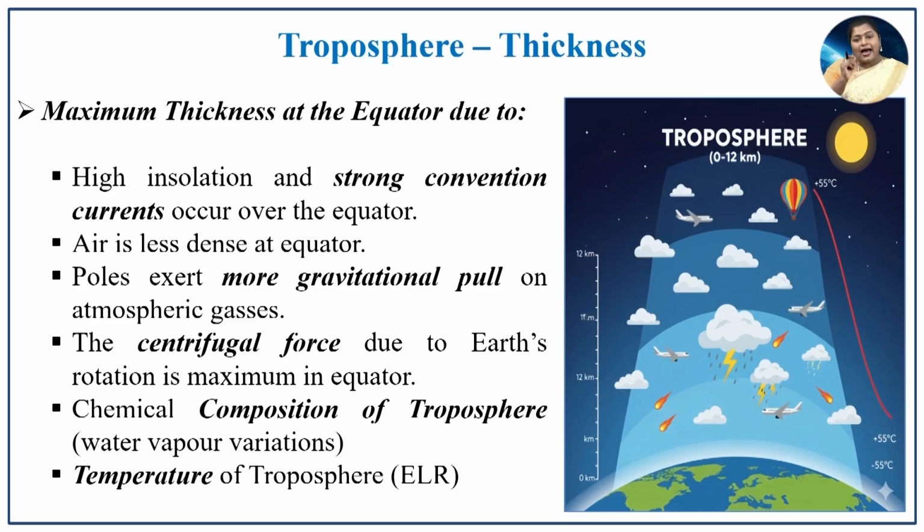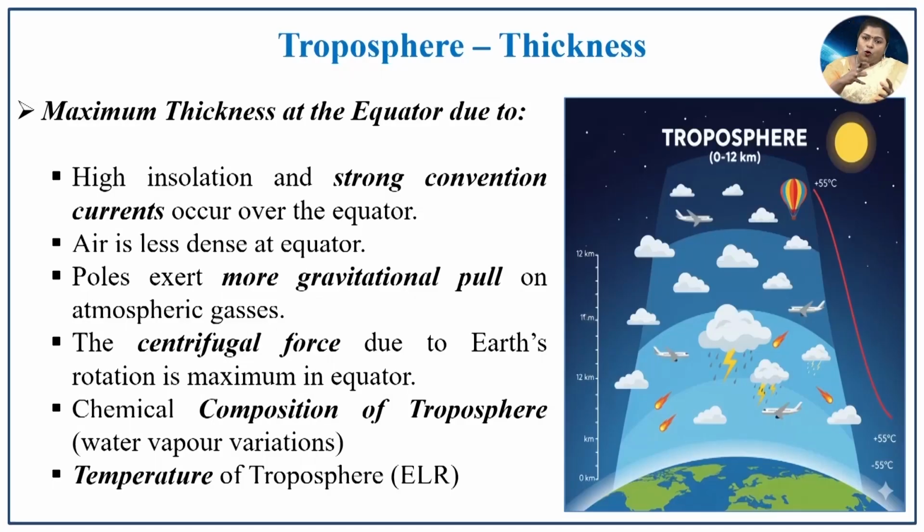Next one is that air is less dense at the equator. This is also one of the important factors. The pole exerts more gravitational pull than the what? The equator. So, it is also one of the reasons that at the pole the thickness is less and at the equator the thickness is high.